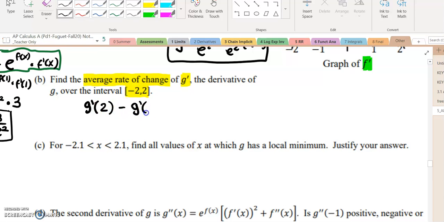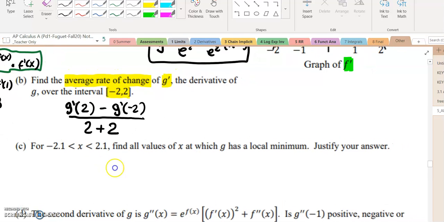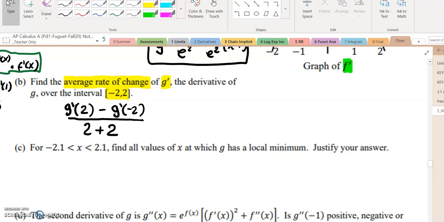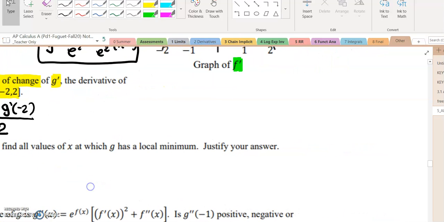We're going to subtract what g prime of negative 2 is, and we're going to write that over 2 minus negative 2, which is the same thing as 2 plus 2. Now, what we need to do right now is evaluate what g prime of 2 and g prime of negative 2 are. And in order to do that, I'm going to go over here to the right.